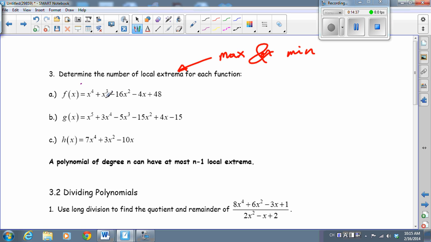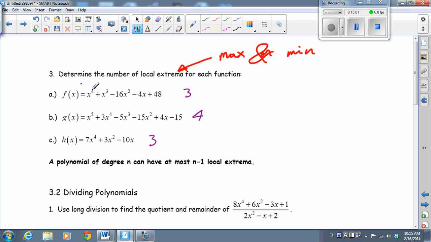f of x is equal to x to the power 4 plus x to the power 3 and all the function. The local maximum or minimum will be 3. Here it will be 4. Here it will be 3. No, it's not magic. It's only the highest power. I take the highest power and subtract 1.